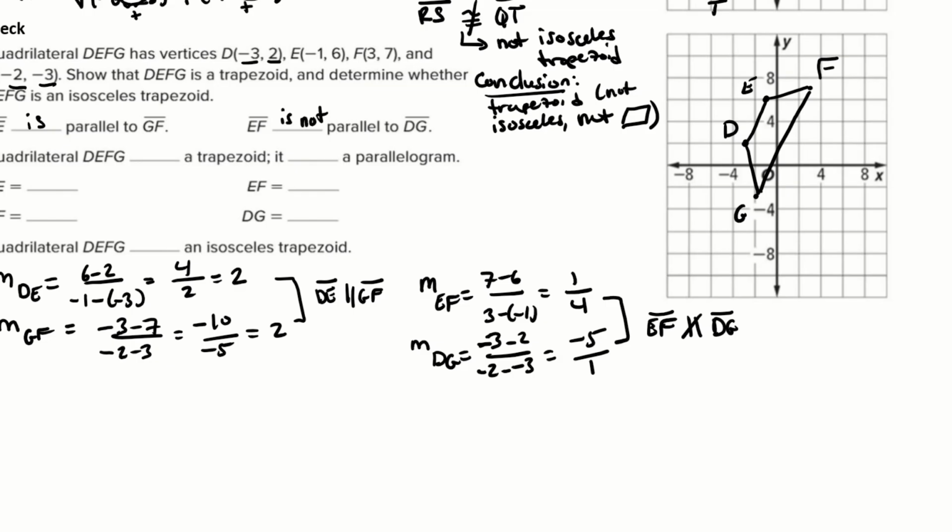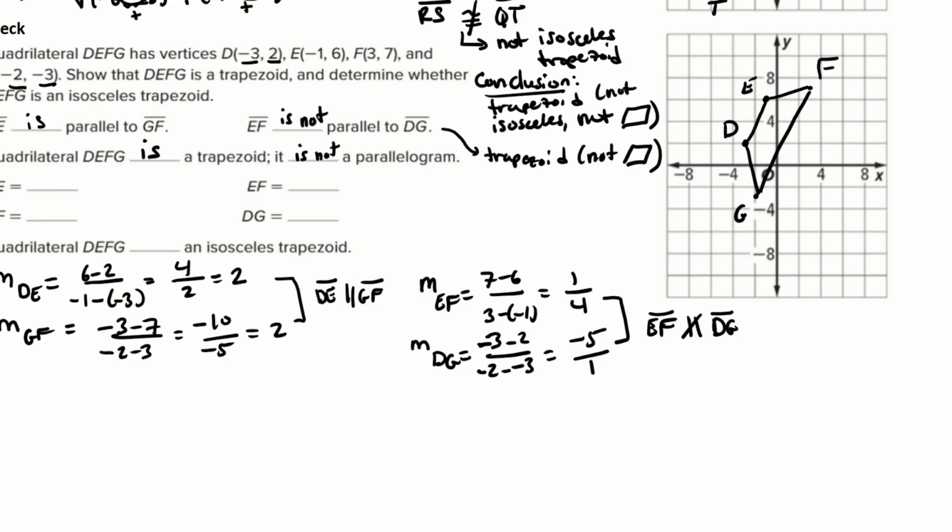Therefore, we can conclude it's a trapezoid. So right now it's a trapezoid, but not a parallelogram. That's a symbol for parallelogram. All right, so that's what we got so far. Now we're going to see if it's an isosceles trapezoid or not. So we're going to say it is a trapezoid. It is not a parallelogram.